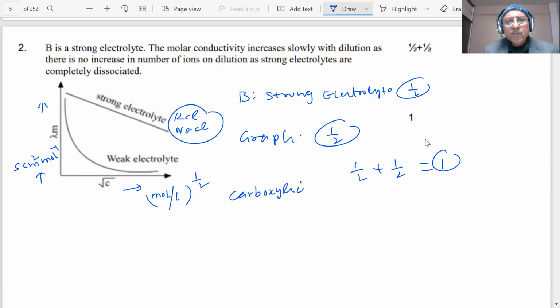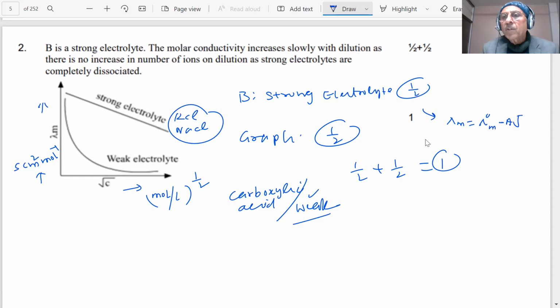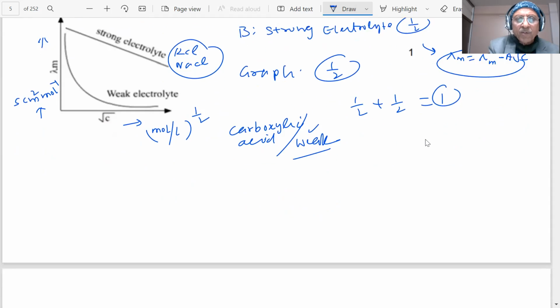In organic chemistry, you have studied them. They are weak acids, ionization is less than 5%. And in the case of the strong electrolytes, you know the equation which has been given in the book also: limiting molar conductivity minus a times square root of c. So here they are the factors, just to tell you.